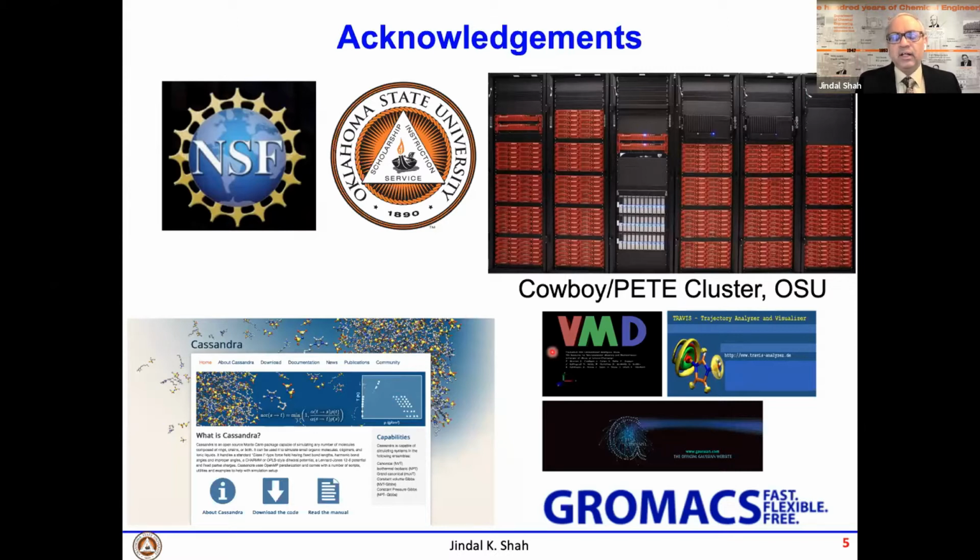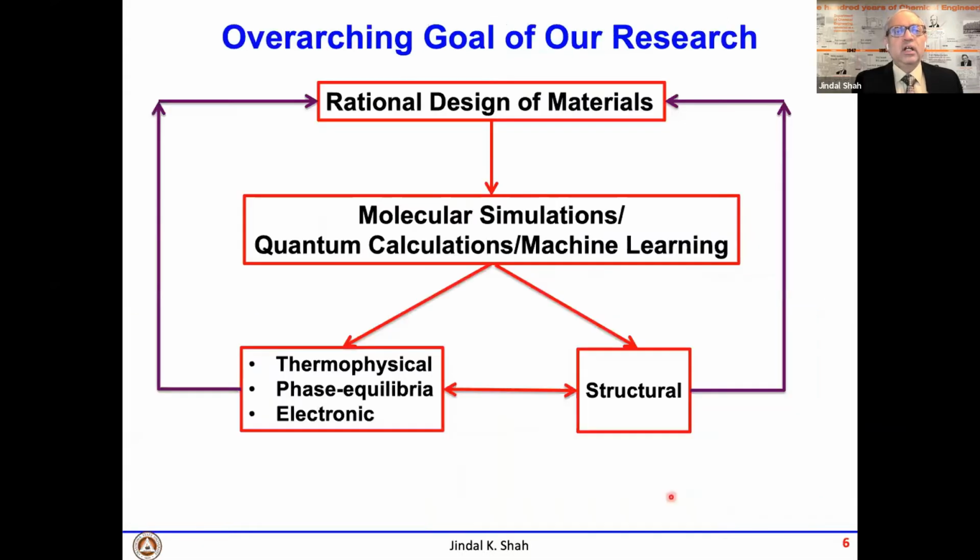Other resources that we heavily rely upon are VMD for visualization, Travis for analyzing molecular dynamics trajectories, or Monte Carlo molecular simulations in general. And we also do a lot of electronic structure calculations, for which we use Gaussian, and GROMACS is our molecular dynamics engine. So this actually gives you sort of resources that we use, and then we'll have opportunity to look at some of the results that have been produced by these software packages and my students. So what is the overarching goal of our research?